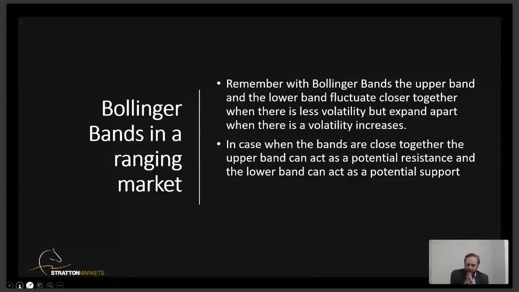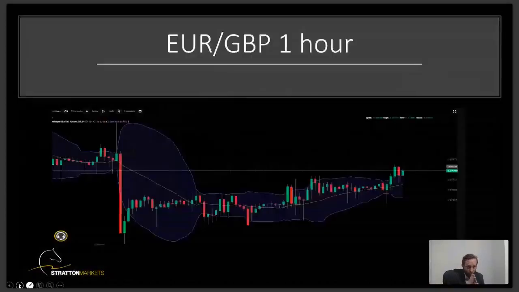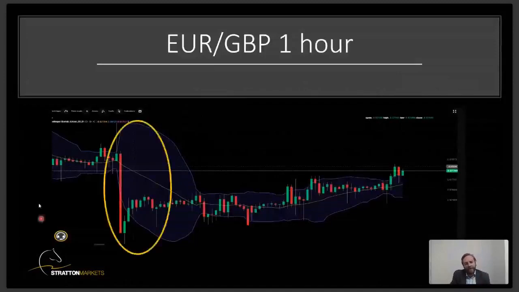So here we go. This is the Euro British pound on 1 hour. And straight away we can see something obviously happened in the market, and the two bands, the top band and the bottom band, really was wide, showing a lot of volatility. So if we were looking to trade a ranging market, we would ignore that.